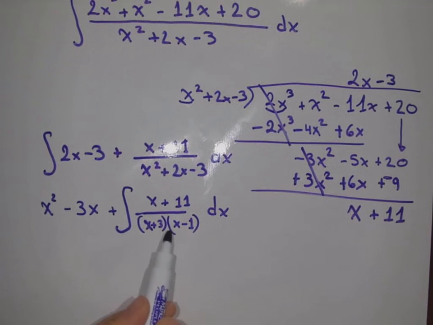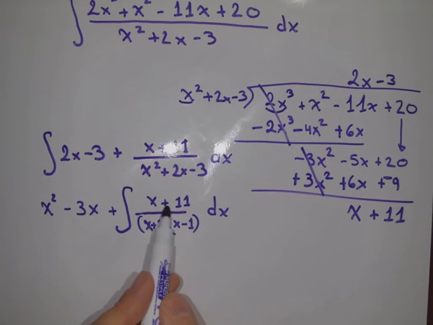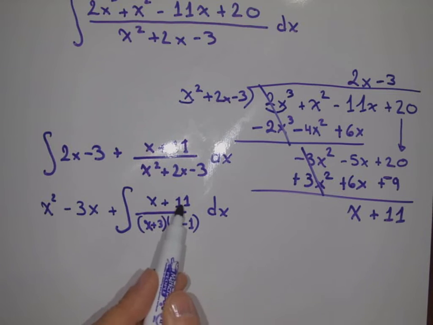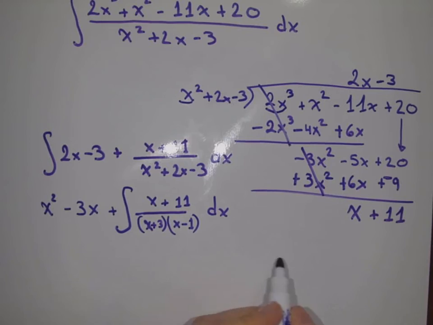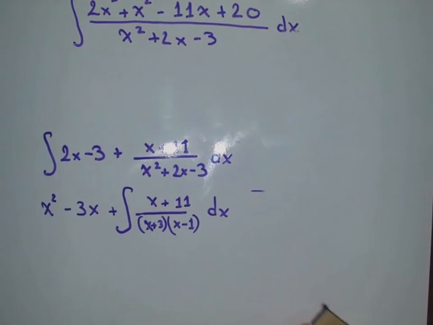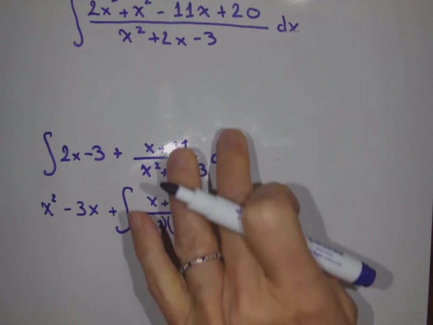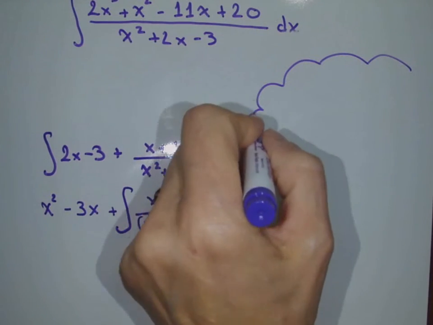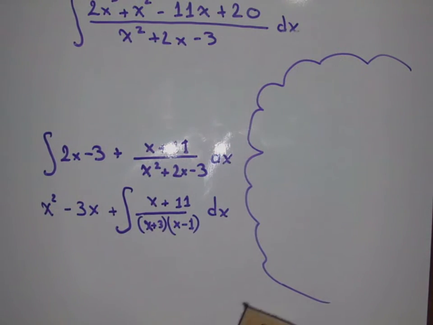So if I want to break that into two different fractions, I cannot just say, oh, that's x over one of them and 11 over the other, right? That doesn't work this way. So what I'm going to do, and I'm going to erase my division here, and I'm going to have a thinking bubble where I'm going to be thinking and working.